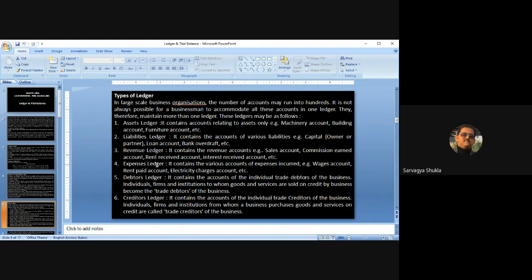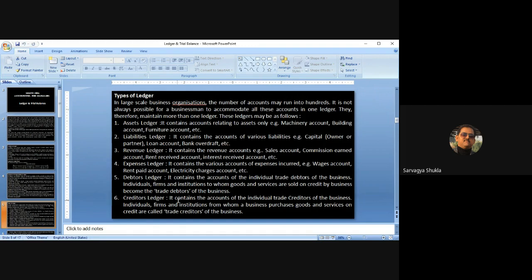Expenses ledger. It contains the various accounts of expenses incurred, that is wages account, rent paid account, electricity charges account, etc. Debtors ledger. It contains the accounts of the individual trade debtors of the business, individuals, firms, and institutions to whom the goods and services are sold on credit by the business. They become the trade debtors of the business.